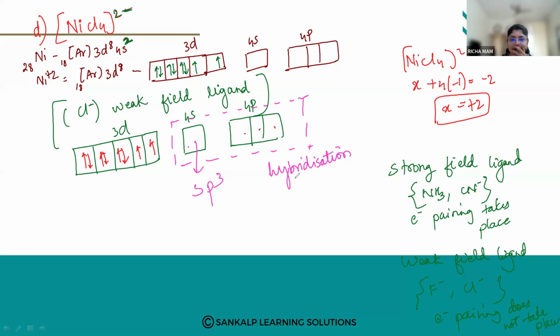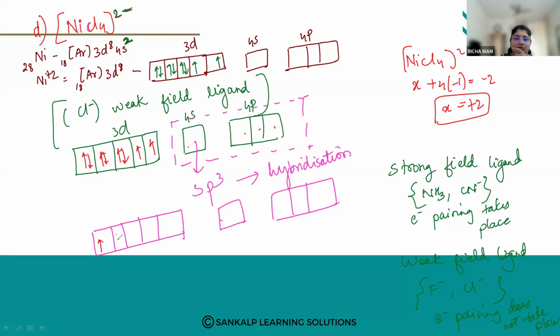Okay, sp3 hybridization. So only four orbitals are required to occupy the four pairs of electrons from the four ligands. That is your chlorine ligands. Now each hybrid orbital will overlap with the filled d orbitals. So let me write 1, 2, 3, 4, 5, 6, 7, and 8.